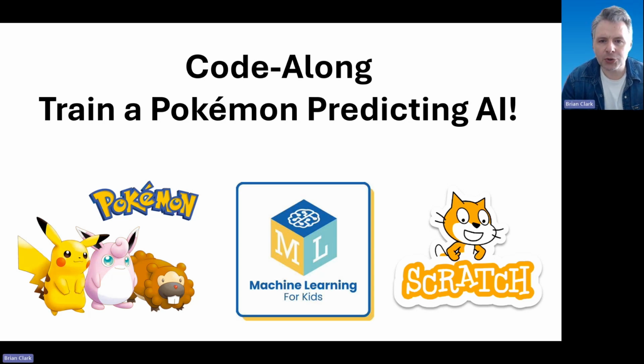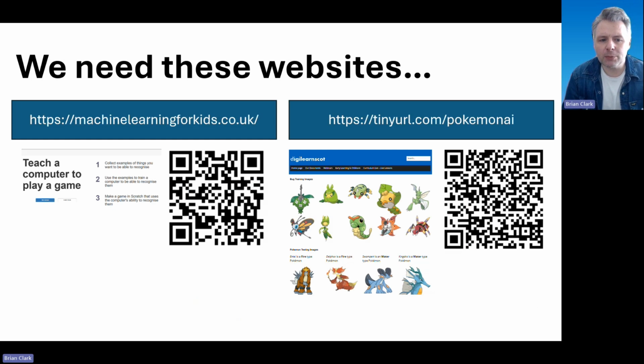So the two sites that we're going to use for this code along are here, machinelearningforkids.co.uk and tinyurl.com/Pokemon AI, and you can scan the QR codes to get there. I'll show you those websites in just a few minutes.